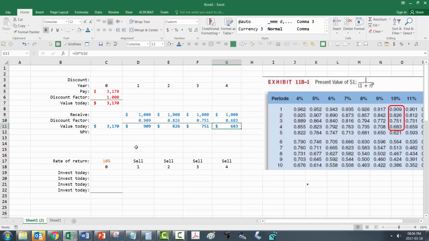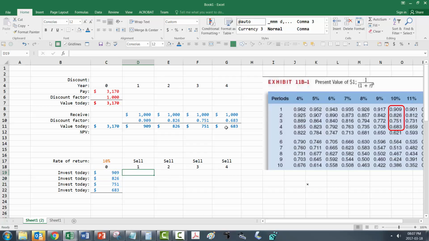Well, think about it like this. I'm looking for a return. If I know I can get a return investing in some stocks or bonds, I can set up different portfolios of these amounts. And I'm going to do that right here. So if I have a portfolio of $909, a portfolio of $826, a portfolio of 751 and a portfolio of 683. And I invest these different portfolios at time 0.